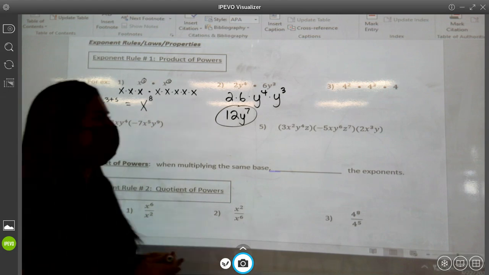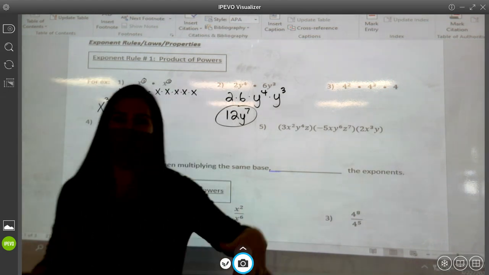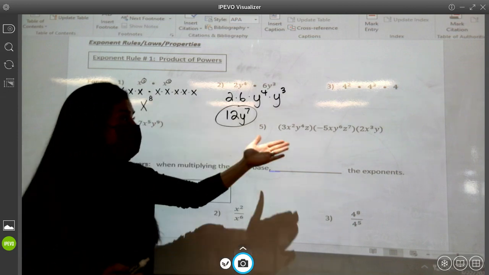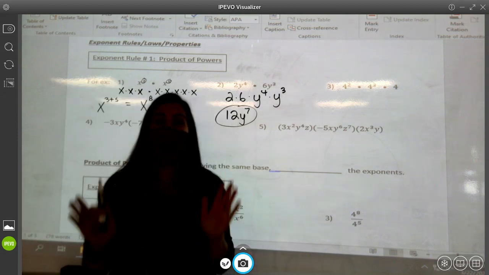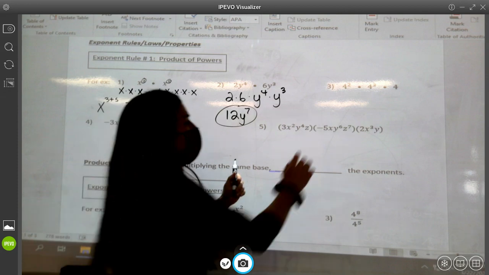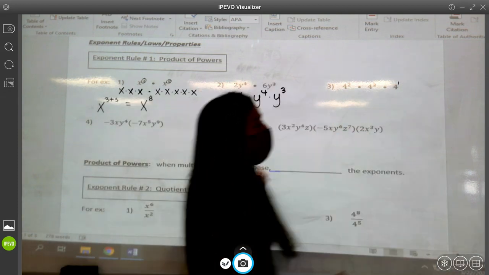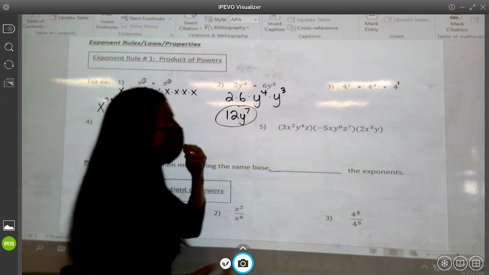All right, look at example 3. A lot of students get thrown off when they use number bases. So guys, in this problem, don't think of 4 as a number. Think of it as a base. So this is 4 squared times 4 to the 3rd times 4 to the 1st. It's always assumed to have a power of 1, right?